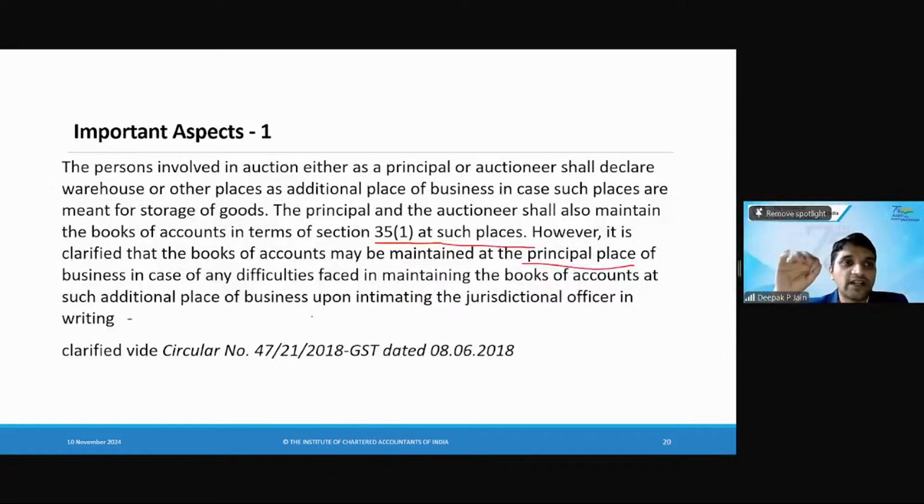सो वेरी इंपॉर्टेंट, whenever somebody does any business, say they do temporary business also, they will have to register that place as additional place of business. So ऑक्शन करने वाले को भी उस जगह पे additional place of business डिक्लेयर करना है. डिक्लेयर करके देन व्हाट ही विल हैव टू डू, वहां का बुक्स ऑफ रिकॉर्ड्स वहां पे मेंटेन नहीं कर सकता है तो प्रिंसिपल प्लेस ऑफ बिजनेस पे मेंटेन करना चाहिए. दैट इज व्हाट दिस सर्कुलर इज क्लैरिफाइंग.